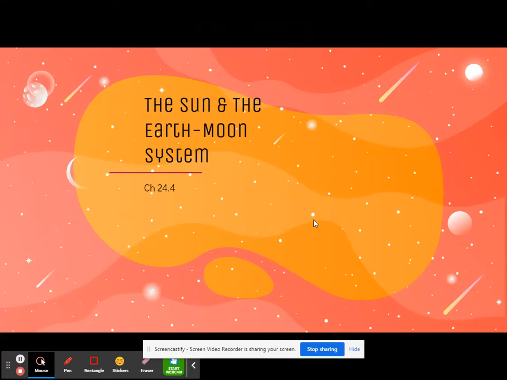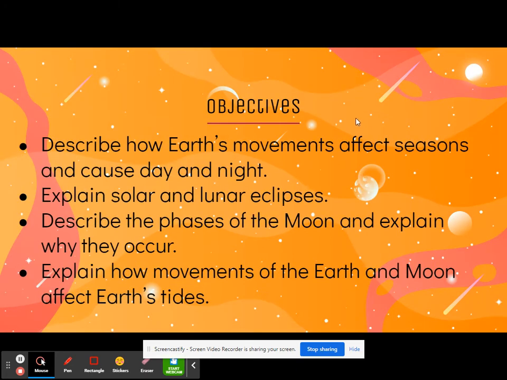Okay, chapter 24.4, the sun, earth, moon system. We've talked about the sun individually, the moon individually, and the earth individually. Now we're just going to talk about how they interact. Most of this stuff, I'm going to be honest, you guys probably already know. There may be a little bit in there that you go, never knew that. Okay. So here we go.